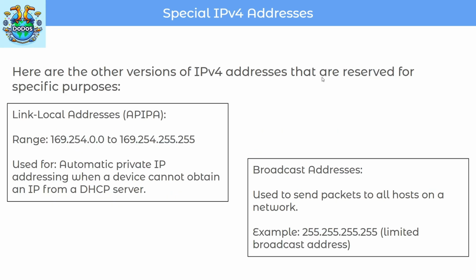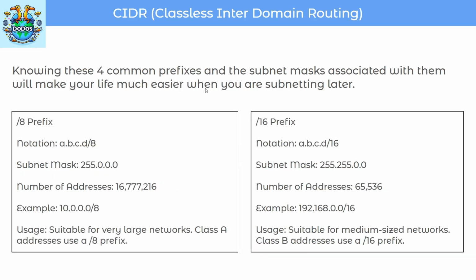Here are other versions of IPv4 addresses that are reserved for specific purposes. There's the APIPA, or link local address, and this is usually given in a DHCP error, where your DHCP server cannot give you an IP address, so it gives you this. It starts from 169.254.0.0 to 169.254.255.255. It's used for automatic private IP addressing when a device cannot obtain an IP from a DHCP server. A broadcast address is used to send packets to all hosts on a network. So the example is 255.255.255.255, and it's the limited broadcast address.